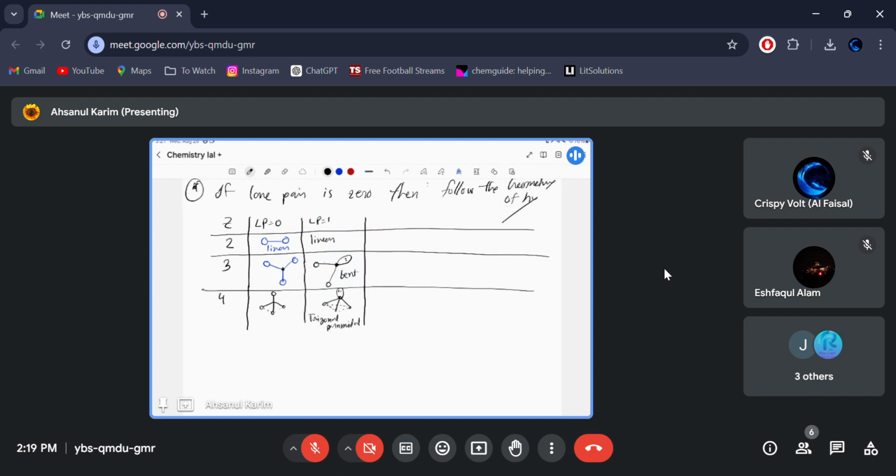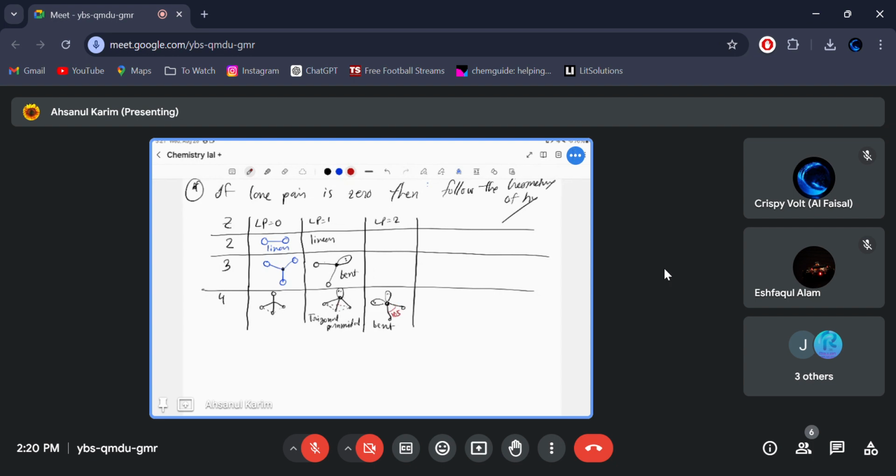If you have two lone pairs, LP equal to 2, then what will be the shape? Shape will be bent again. Okay, this will be your shape. But now you have two lone pairs, and this is the shape of water. Here again bent.